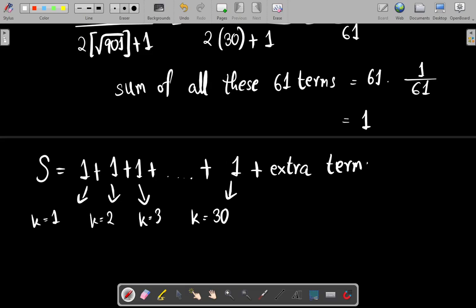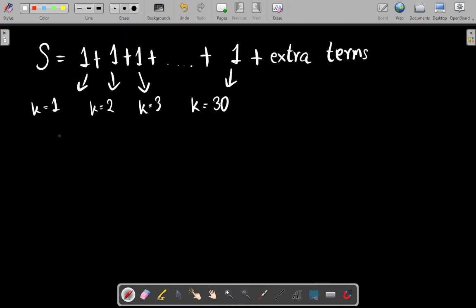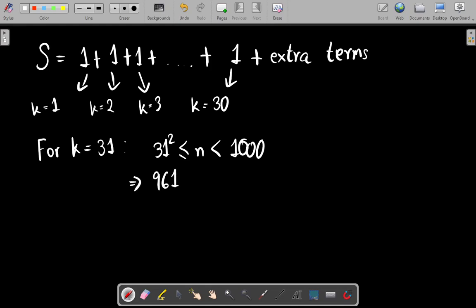Now some extra terms are there for k equal to 31. So for k equal to 31, we have 31 squared less than or equal to n less than or equal to 1000, right? So this implies that n goes from 961 and it stops just before reaching 1000. So this implies there are going to be, if I started from 961 being the first term, then it would have been 40 terms, right?